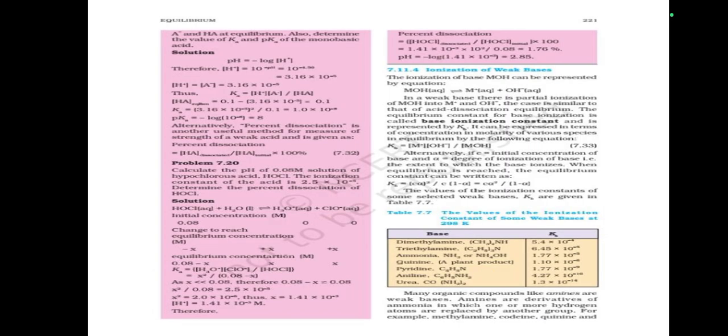Ionization of weak base, ionization constant. The equilibrium constant for base ionization is called the base ionization constant and is represented as Kb. It can be expressed in terms of the molar concentrations of various species in equilibrium by the following equation: Kb is equal to [M+][OH-] upon [MOH]. The values of ionization constants of some weak bases at 298 Kelvin.